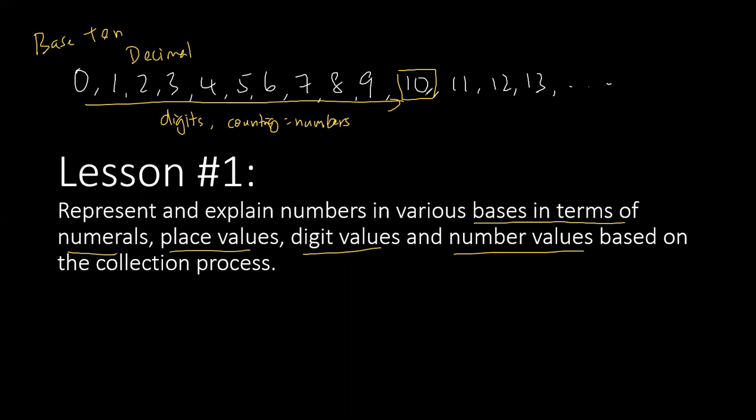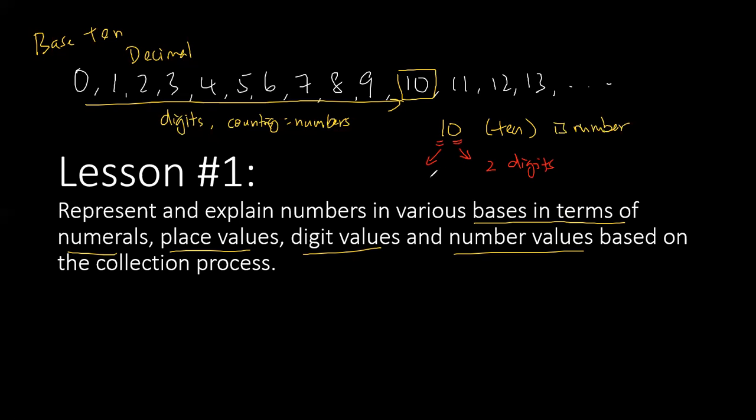After 9, we know that the following number is 10. So 10 is a number, and this number consists of 2 digits, digit 1 and digit 0. After 9, you will see we write the number in 2 digits. So this is the difference between digits and numbers.